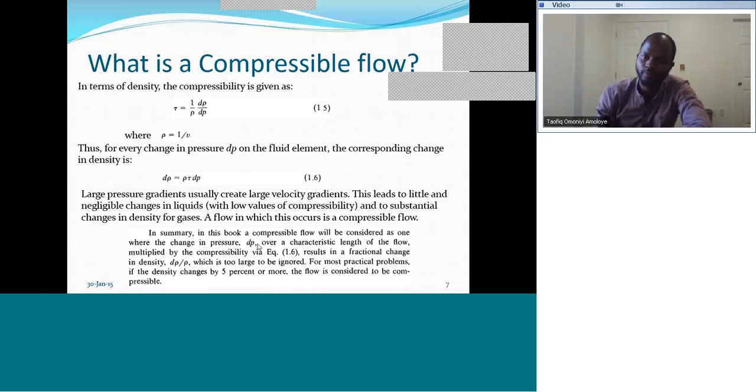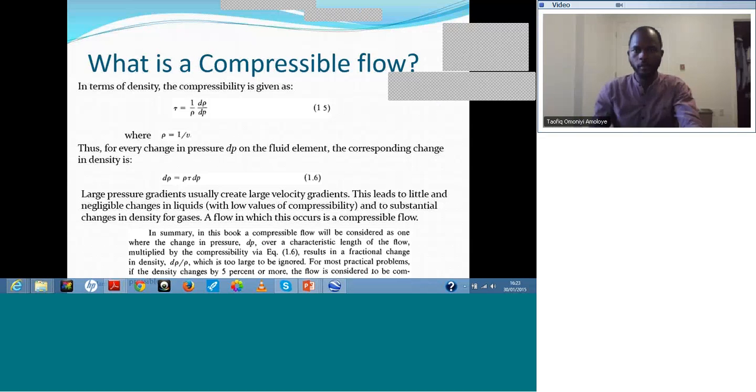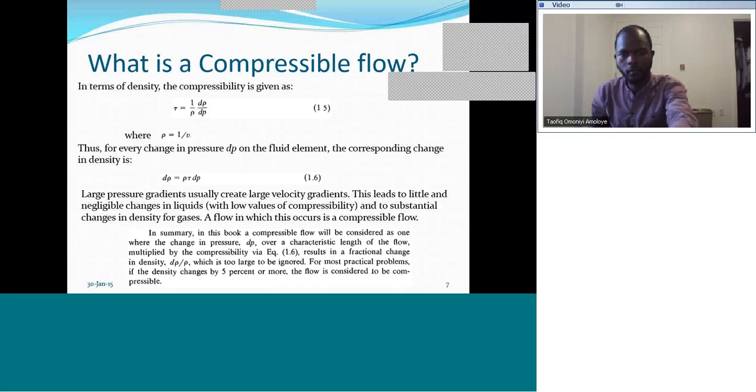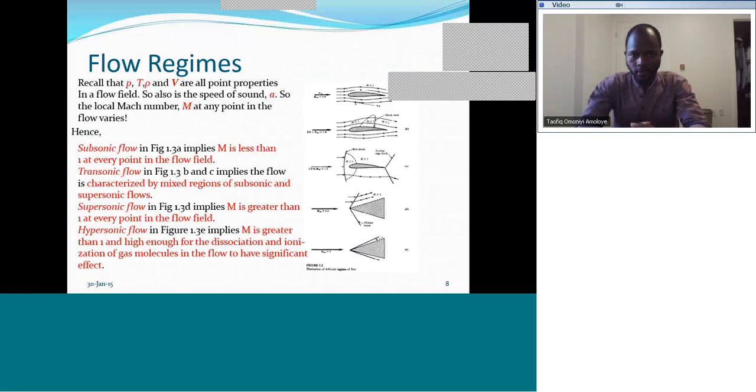We know that, of course, you're already familiar with this. You're familiar with what a subsonic flow is, you know what transonic flow is, supersonic flow and hypersonic flow. So I'm just going to quickly brush over them. You have to recall that flow properties like pressure, temperature, density, and velocity are all point properties. That means they vary from point to point within the flow field, so that the value of pressure or temperature at a point A in the flow field might not necessarily be the same as the value of temperature, pressure, whatever there will be in other points in the flow.